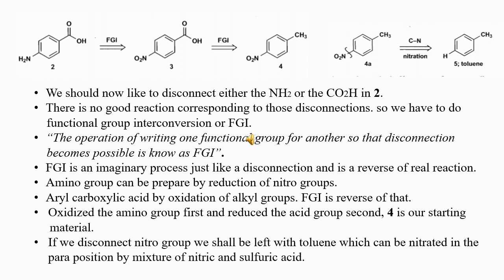Now, one other option: if we disconnect nitro, a simpler and commercially available reactant is obtained. So we disconnect nitro, and we shall be left with toluene, which can be nitrated easily in the para position by a mixture of nitric acid and sulfuric acid. If we want these substituents at the para position, the sequence will also matter. Which substitution should be done first, and which should be done second? We are going to discuss that in the next slide.